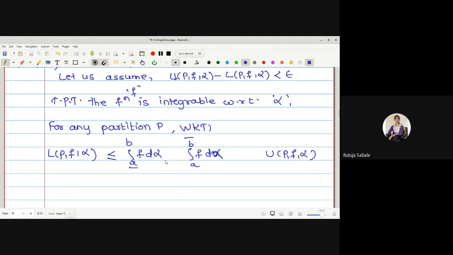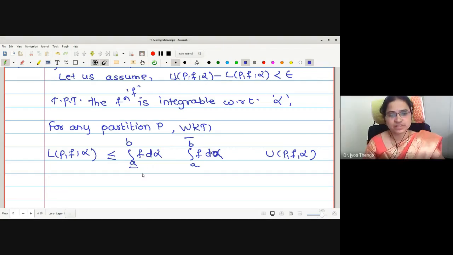Because the lower integral is the supremum of lower sums. Good. So this is the supremum and the relation with an arbitrary lower sum is greater or equal. The lower integral is always less or equal to the upper, and the upper integral is the infimum of the set of upper sums. Therefore this is my infimum value. Correct, no?